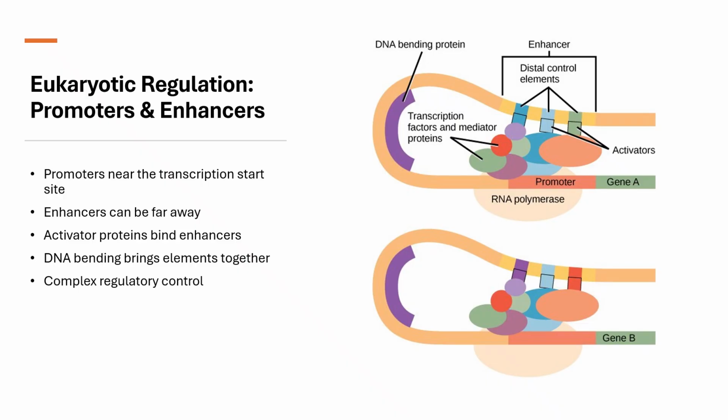Eukaryotic regulation is more complicated because eukaryotes enjoy a little drama. Promoters sit right by the gene, but enhancers may be thousands of base pairs away, waiting for activator proteins to bind. DNA looping brings enhancers physically close enough to influence the promoter. This allows fine-tuned control of gene expression with multiple proteins working together in regulatory committees.